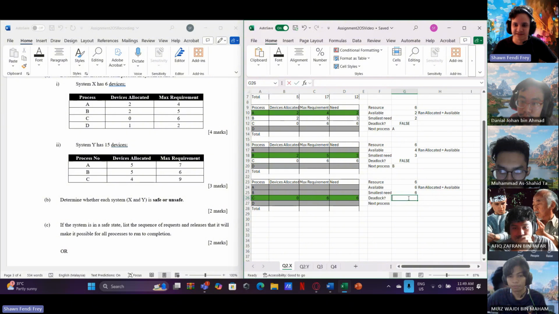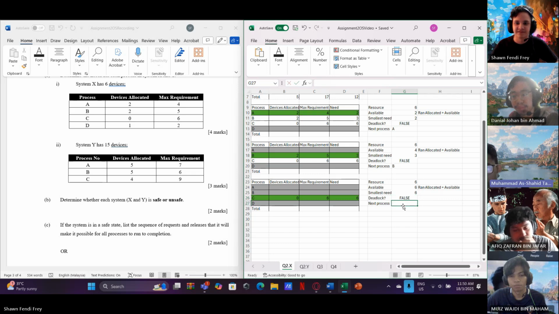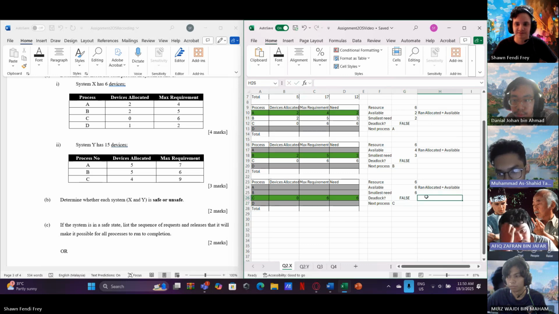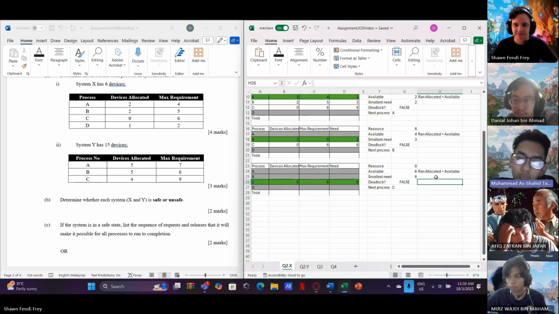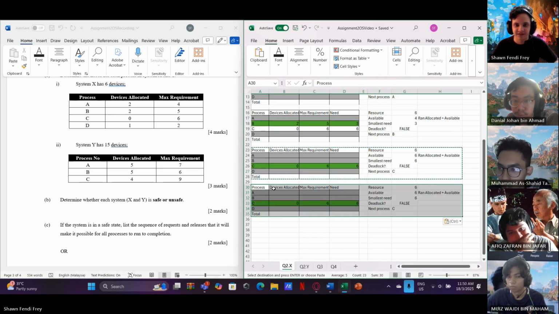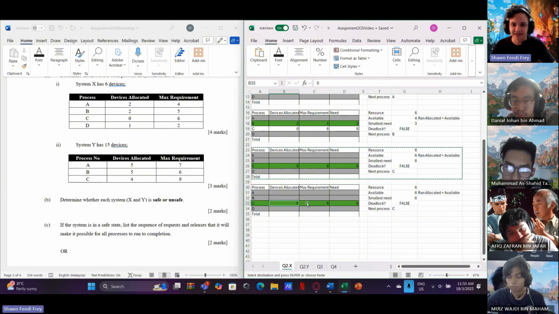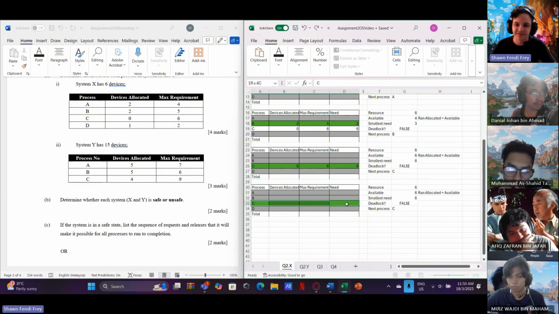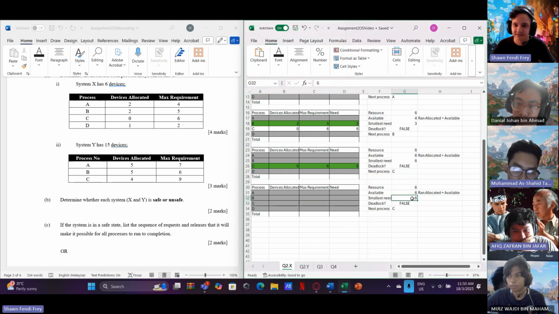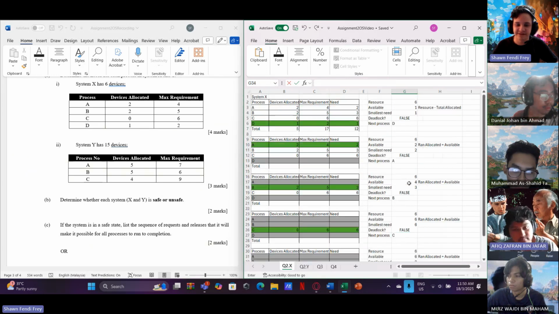So does deadlock occur? Deadlock is false, it does not occur, because the available is more than or equal to the resources. There we go. From this table, it seems that we've completed every process, which would mean system X is safe. Resource and available are the same now.